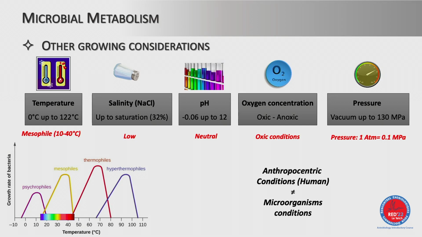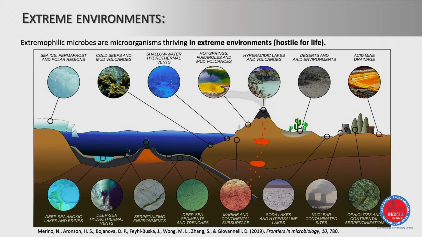So we call those conditions anthropocentric because it's a human point of view, but it's really different from what microorganisms can really love. So we know that microbes can colonize different environments, even if you think that it's unable to find any life there. But if you look closely, you can find tiny, tiny cells, and they can live and thrive in really extreme environments. So here is a picture of different extreme environments on Earth.